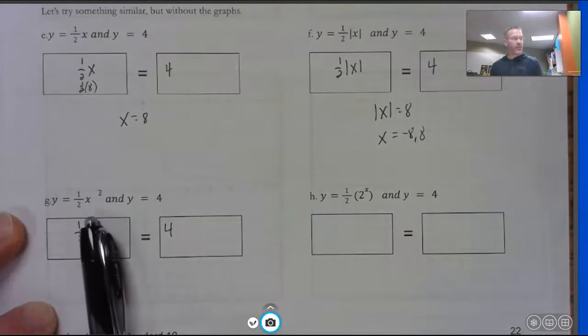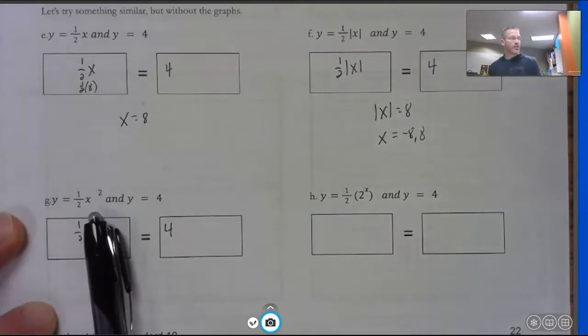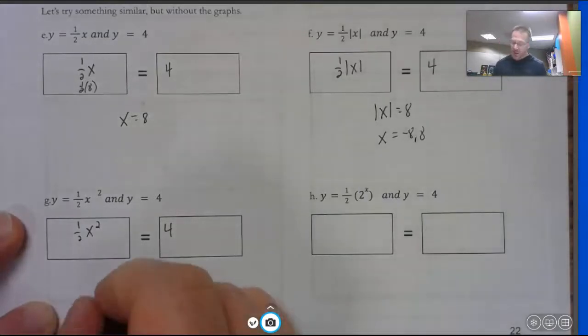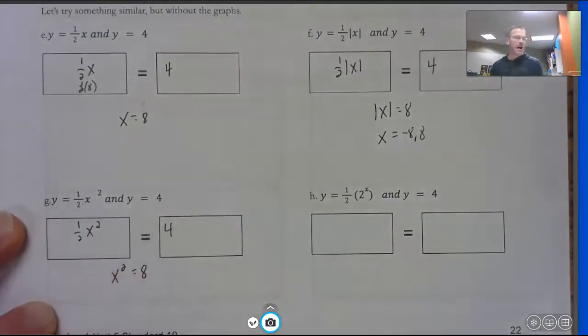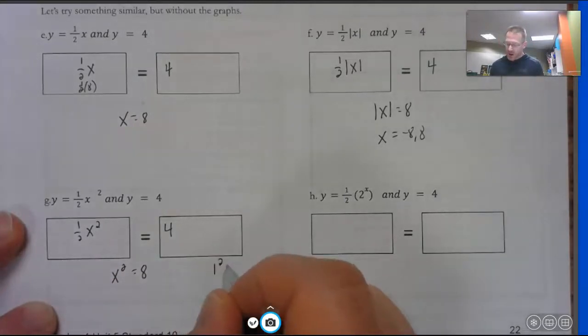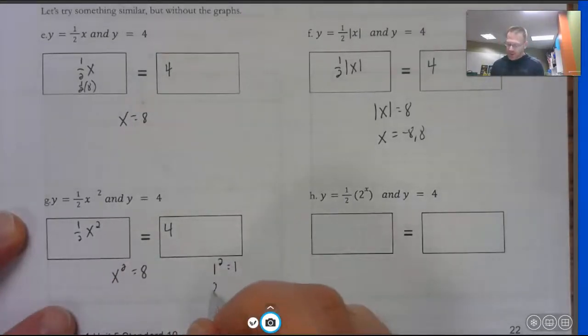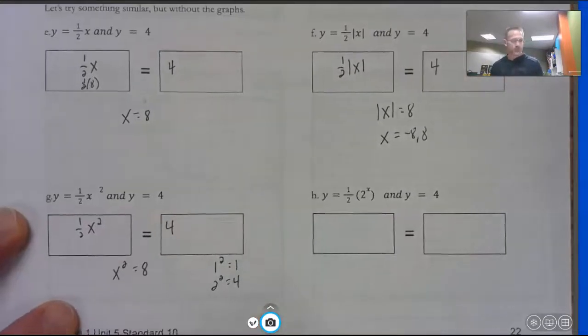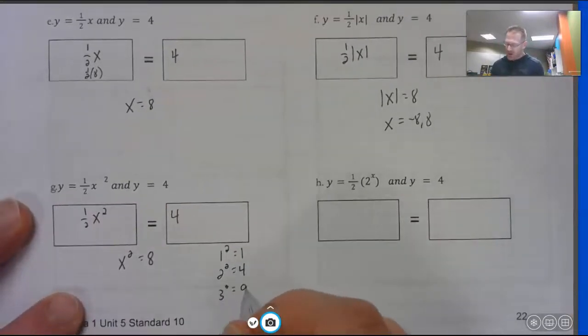All right, half of what is 4? So it's still 8. But notice the difference now is what is 8? x squared is 8. Now, here's the thing. 8 is not a perfect square, right? Because we know 1 squared would be 1. 2 squared is 4. And then 3 squared is 9.